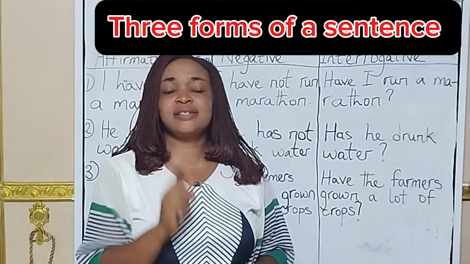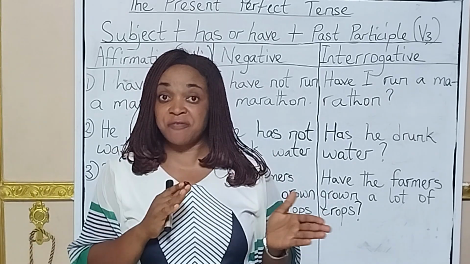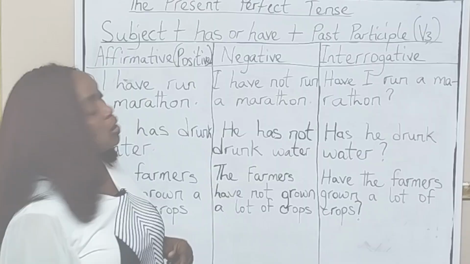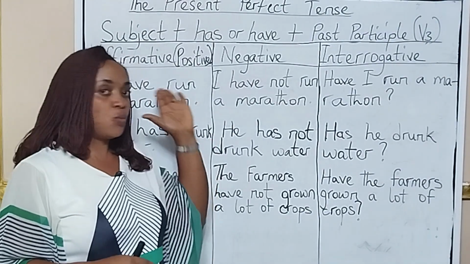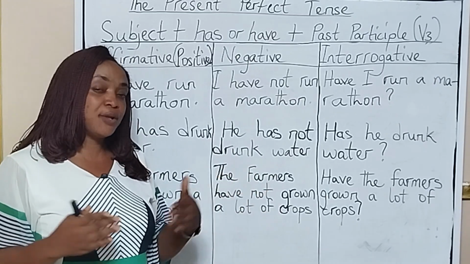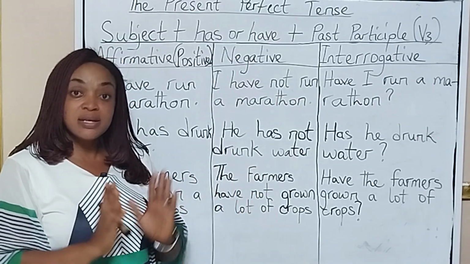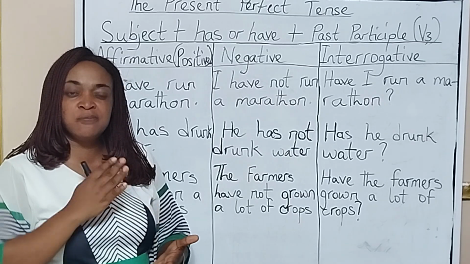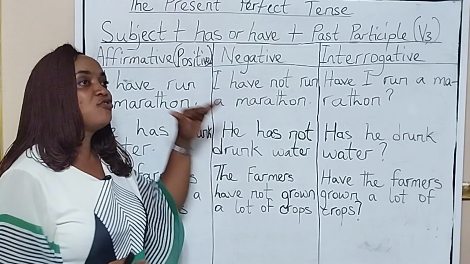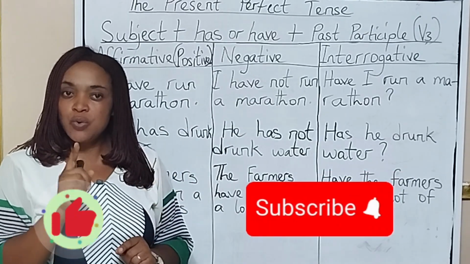All right, let's see the three ways we can express ourselves using the present perfect tense. Come with me and let me present them to you. Number one, we can express ourselves in affirmative. An affirmative can also be called a positive statement. A positive statement simply means that the statement is void of no, not, or never. But in a grammar class like this, we always use the word not, which is an adverb.